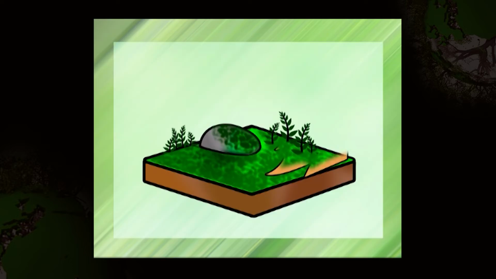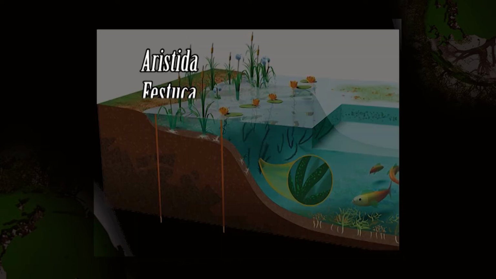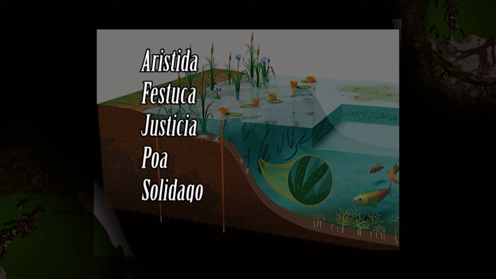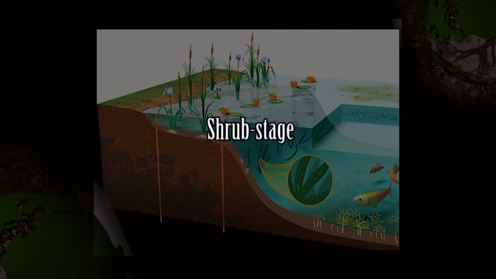Due to the extensive growth of mosses, more soil accumulates. Minerals are added to it due to leaching. This favors the growth of some herbaceous plants like Aristida, Festuca, Justicia, Poa, Solidago and Tridax, etc. After their death, there is much more accumulation of humus in the soil, together with further weathering of rocks. Thus, habitat changes with decreasing xeric conditions. Herb stage is then followed by shrub stage.